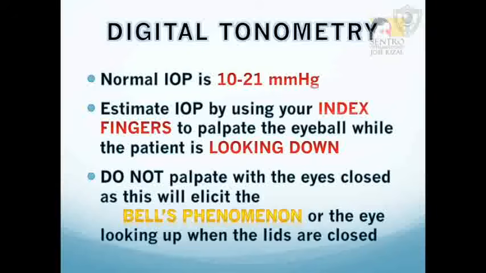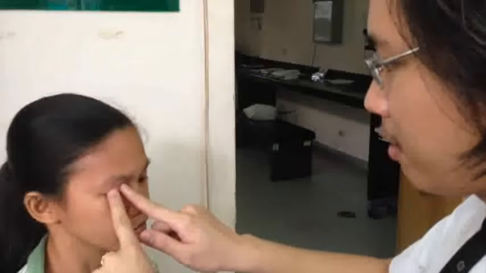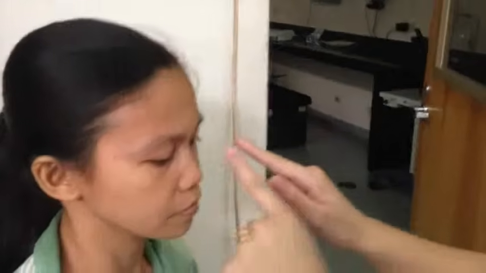Estimate IOP by using your index fingers to palpate the eyeball while the patient is looking down. Do not palpate with the eyes closed, as this will elicit the Bell's phenomenon, or the eye looking up when the lids are closed.